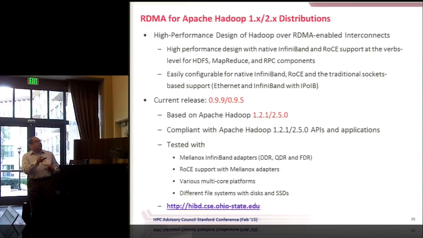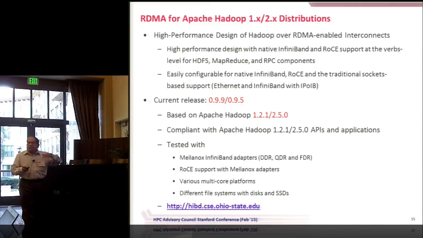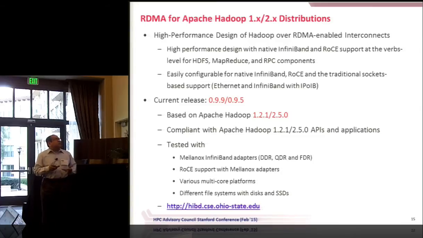And while doing the design, we actually don't change any of the APIs or upper layers. Okay, so that means it's compliant. So if your job is running with Apache Hadoop 2.5, this version will run without any changes. Okay, so we are not changing anything in the bigger infrastructure.